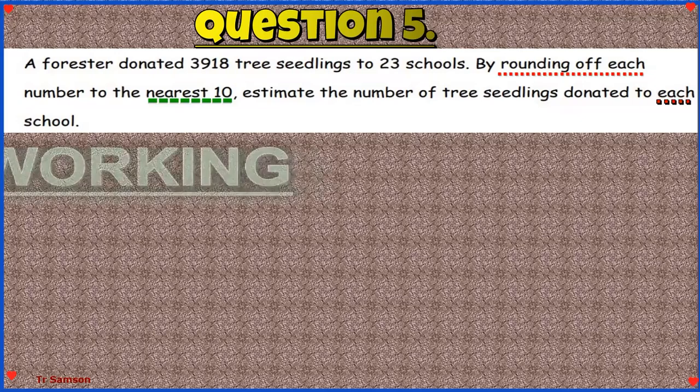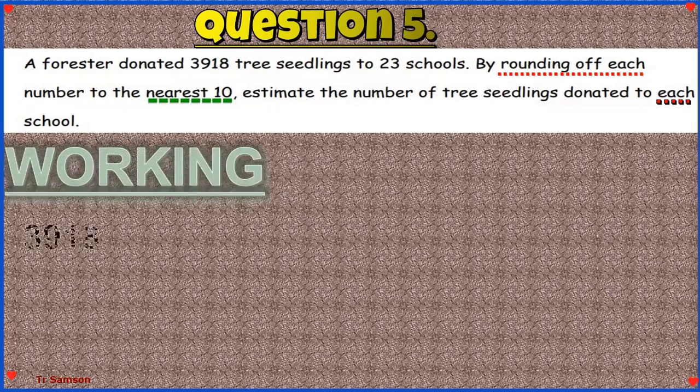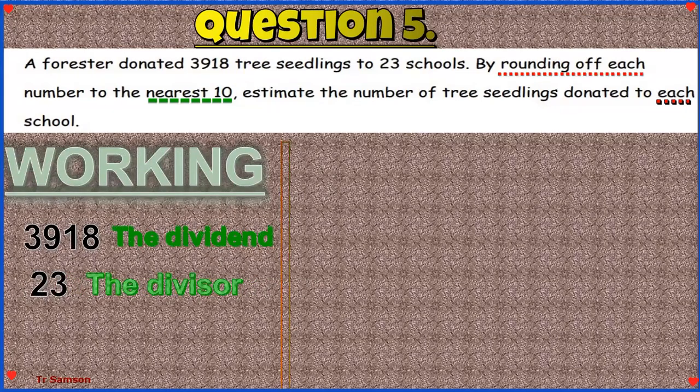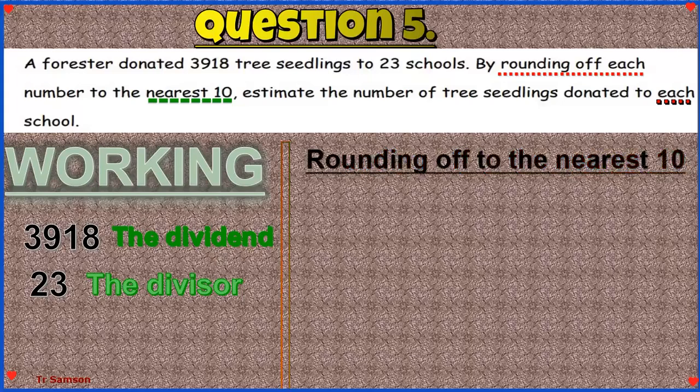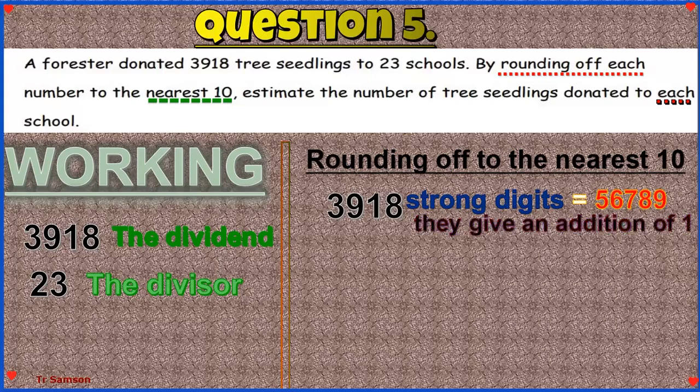Each means 1. So working out, here we have 3,918, that is the dividend, and 23 is the divisor. But first, let me rule here. When rounding off to the nearest 10, we have what we call strong digits and weak digits. The strong digits are 5, 6, 7, 8, 9. They give an addition of 1 to the left-hand side.